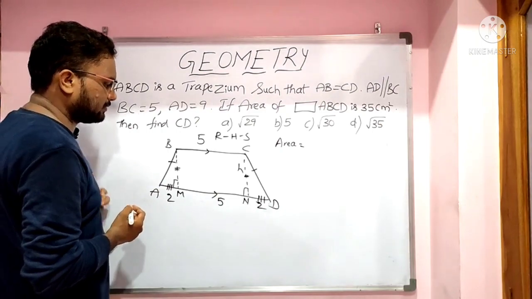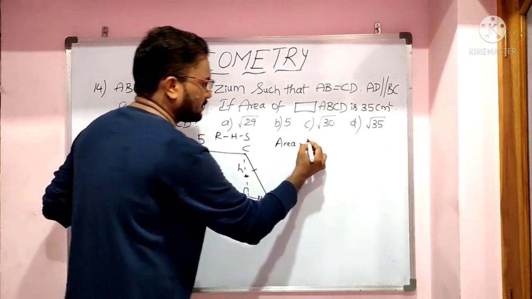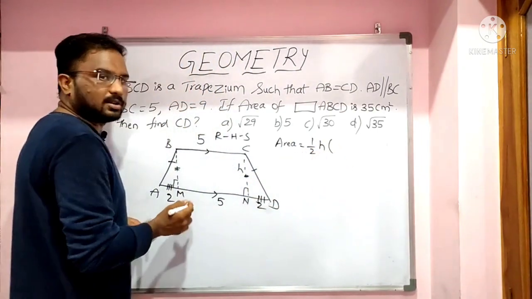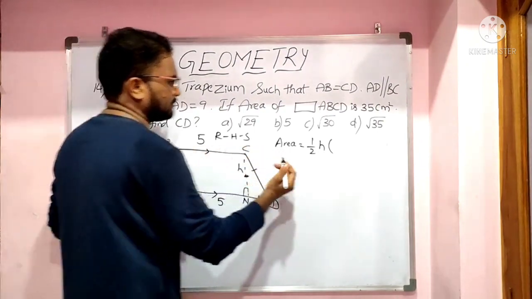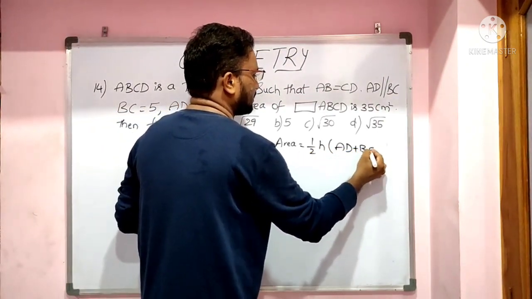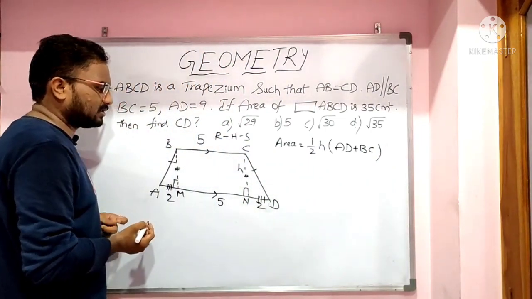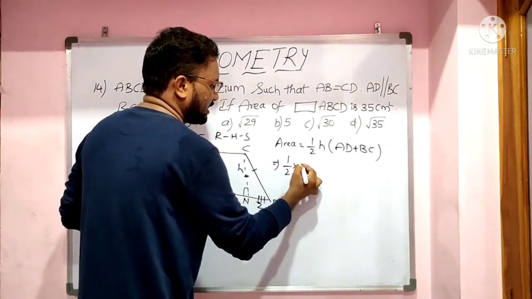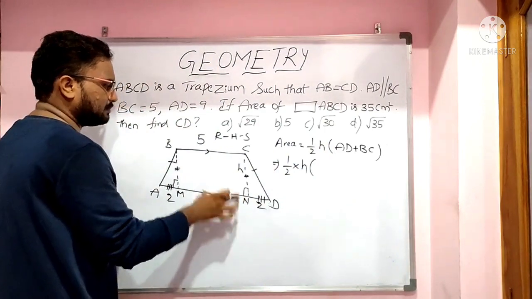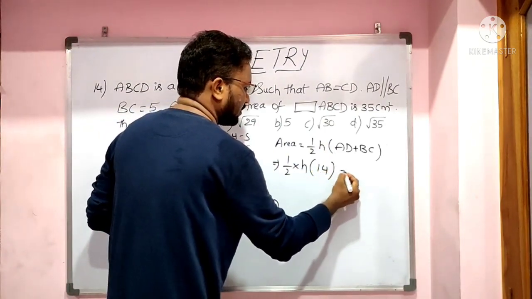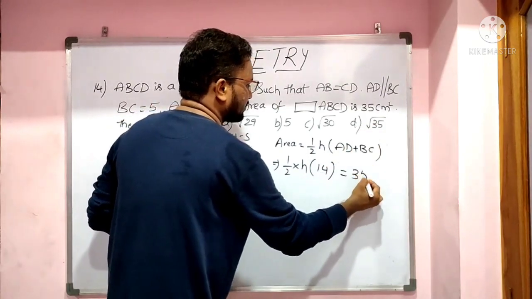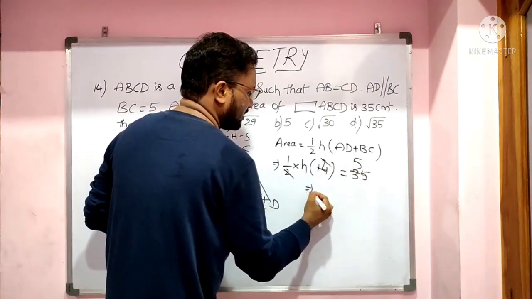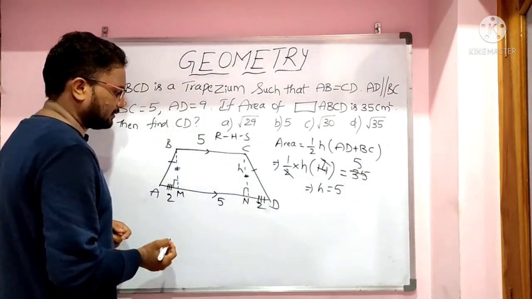So area of trapezium equal to half into height into sum of the parallel sides. Sum of the parallel sides means AD plus BC. So half into height h, which we don't know, into AD plus BC. AD is 9, BC is 5, so 9 plus 5, 14. Equal to, his given area is 35 square centimeters. So 2 ones 2, 2 sevens 14, 7 ones 7, 7 fives 35. So h value is 5 centimeters. H is 5. So this is 5.